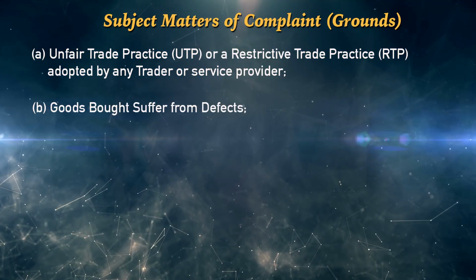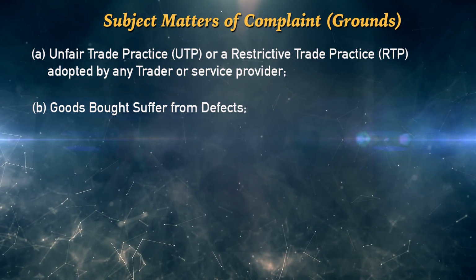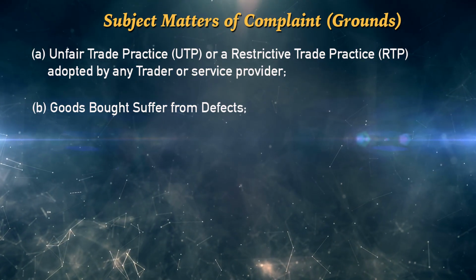Then the goods purchased suffered from defects. See, very often it has come to the knowledge of the court that sellers sell old goods by telling that it's a new good. For instance, in a vehicle case, it has come to the court also. The old vehicle is renovated, then it is sold as a new good.